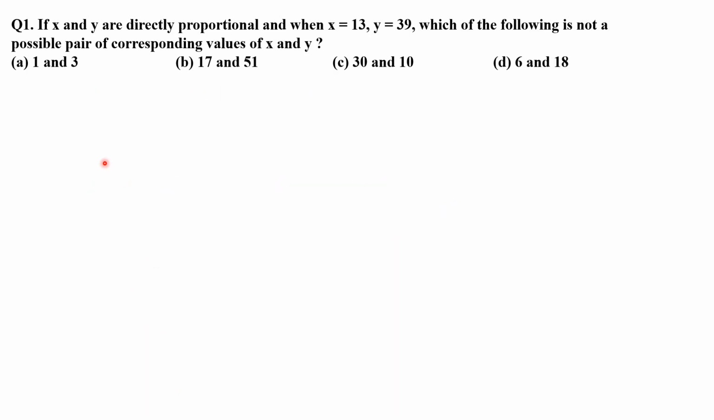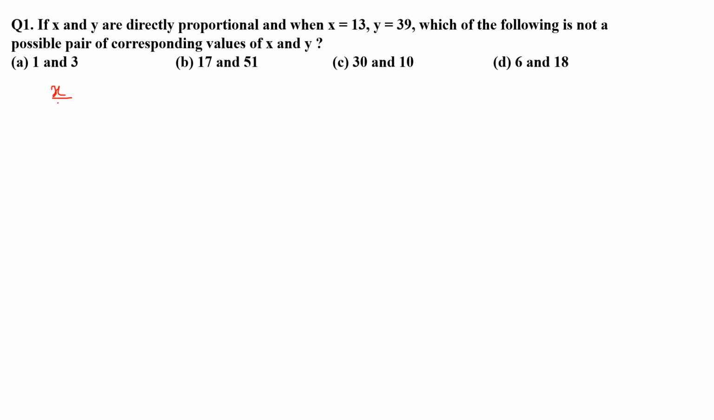Now these are a few MCQ questions which I have taken from Exemplar. So question number 1. If x and y are directly proportional, and when x equals 13 and y equals 39, which of the following is not a possible pair of corresponding values of x and y? So if you see the very first statement, it is given as x and y are directly proportional. And when x and y are directly proportional, then please try to recall what happens. The ratio of x and y is constant, right? x by y is constant. And here the value of x is given as 13, y is 39.